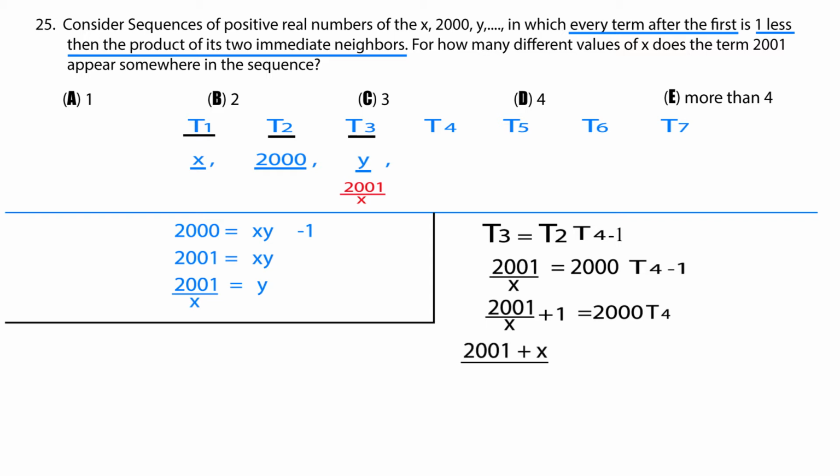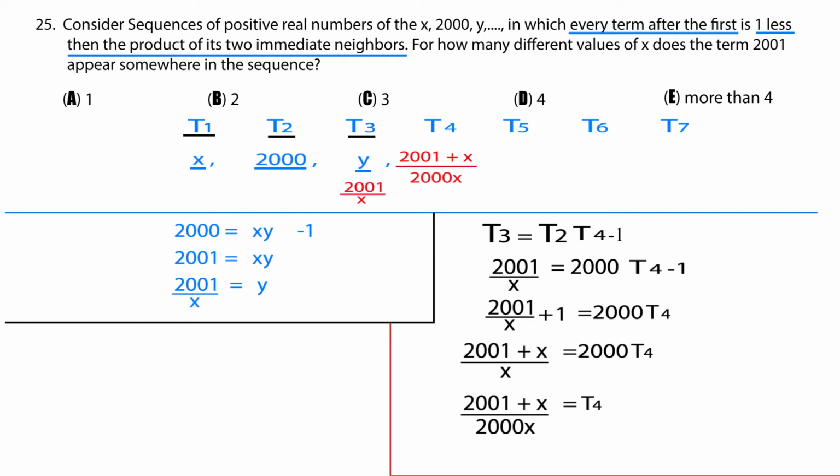So this looks like 2001 plus x, with common denominator x, equals 2000 T4. So T4 is 2001 plus x over 2000x. Where do I squeeze that in there? Maybe I'll need a little bit more space. So I've got 2001 plus x over 2000x for T4.